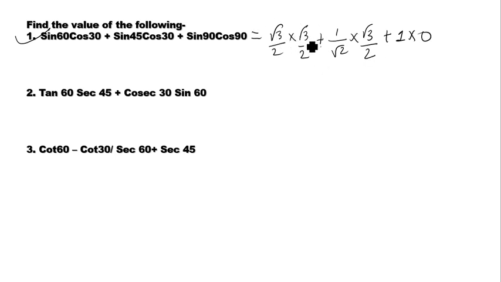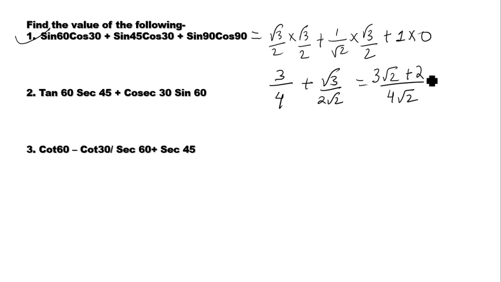Now we are left with root 3 into root 3, which is 3, by 2 into 2, 4. Plus root 3 by 2 root 2. So let's take the LCM. If we take the LCM, it will be 4 root 2. So what we will get is 3 root 2 plus 2 root 3. Now sir, the question is over? The answer is no. The question is not yet over.